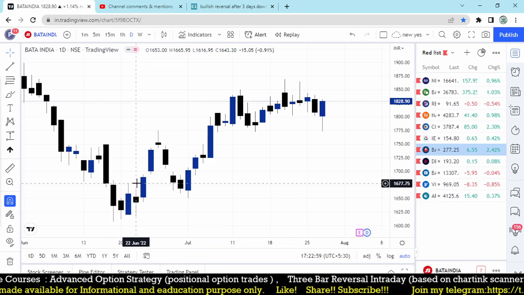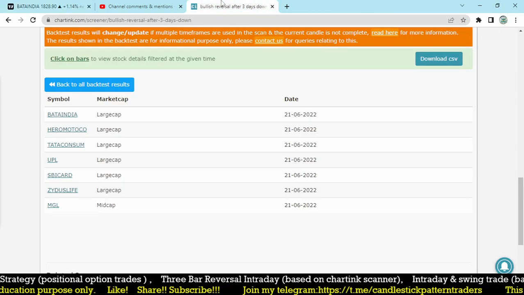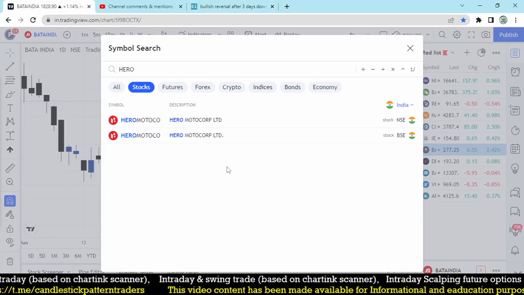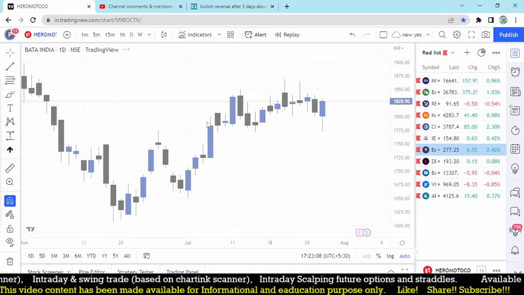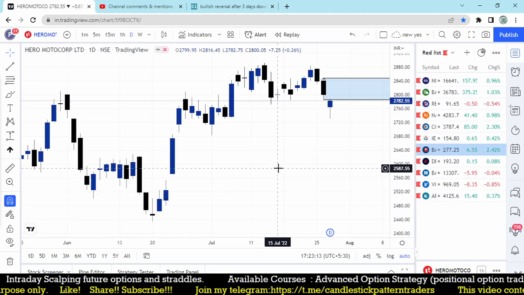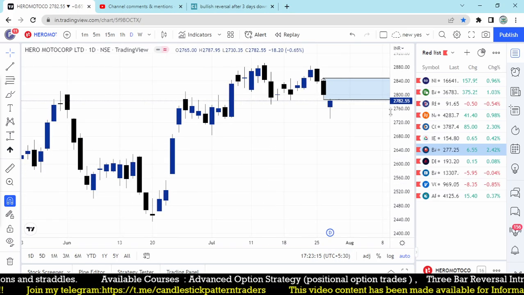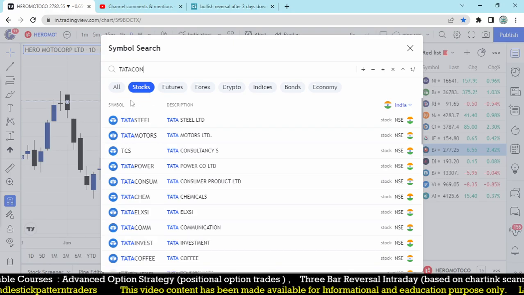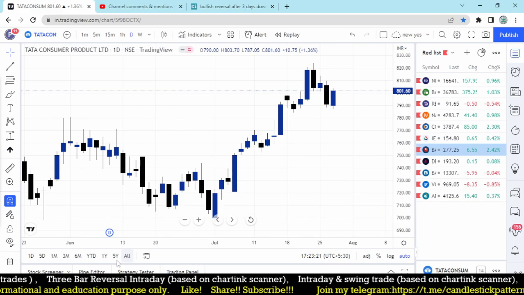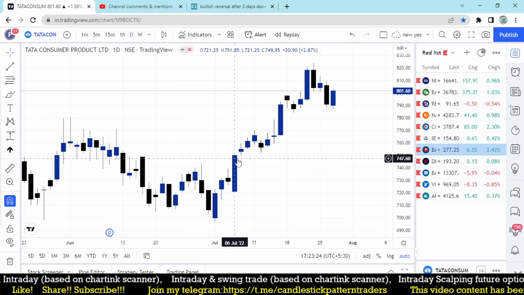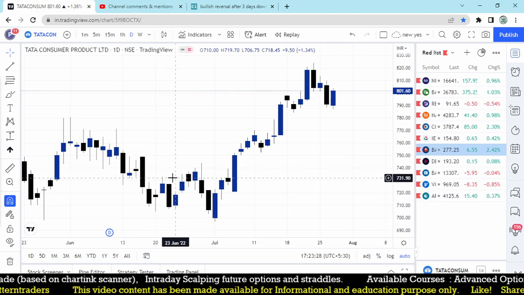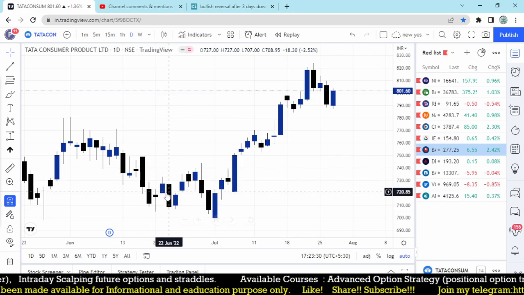After that, breaking the high. Bata, Hero Motor, Tata Consumer. Great. Okay, Tata Consumer. Where is it? 6th July. No, 21st June. Yeah, this may be a stop loss.